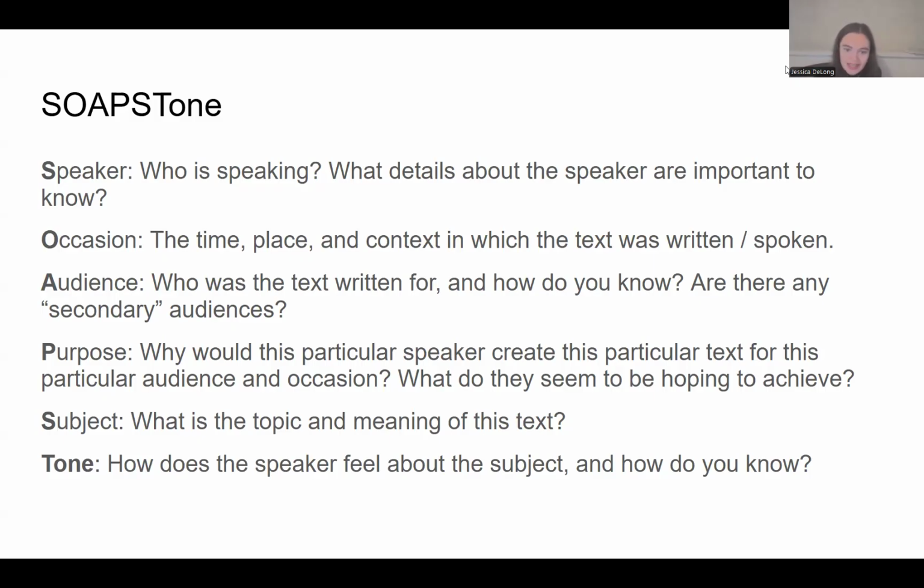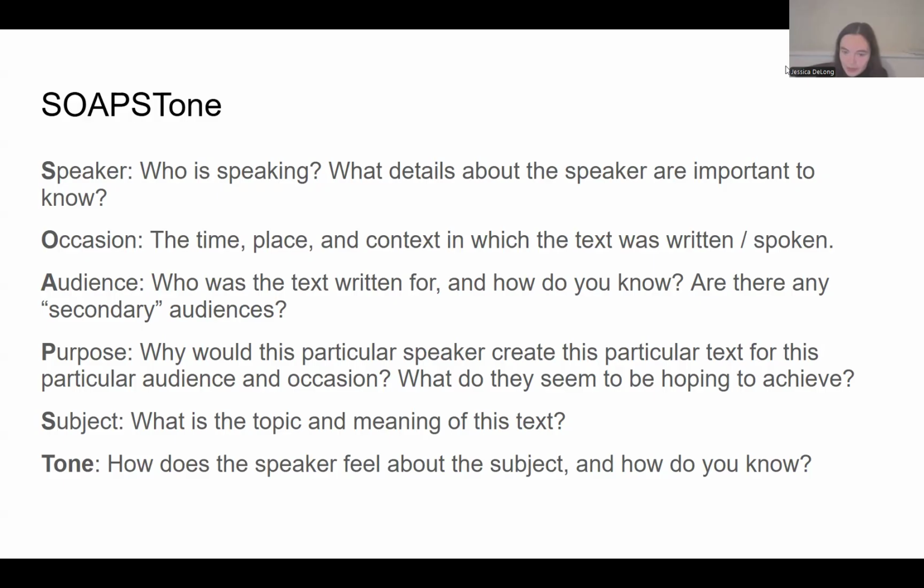Audience: who was the text written for, or spoken for in the case of a more verbal text? And how do you know? Are there any secondary audiences? Perhaps Altman wrote this particularly for people who might want to try out Sora, but I'm quite sure he knows that there are many other people who are probably going to come across this tweet at some point who are not necessarily his intended audience. Those secondary groups you could think of as the secondary audience.